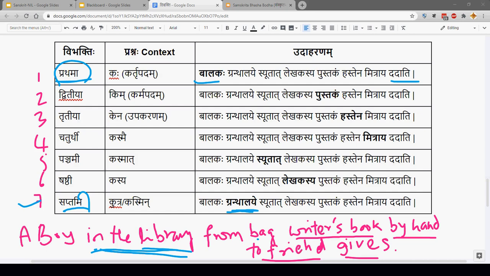Now the second one. Can you read this second sentence? Same sentence, read it again.